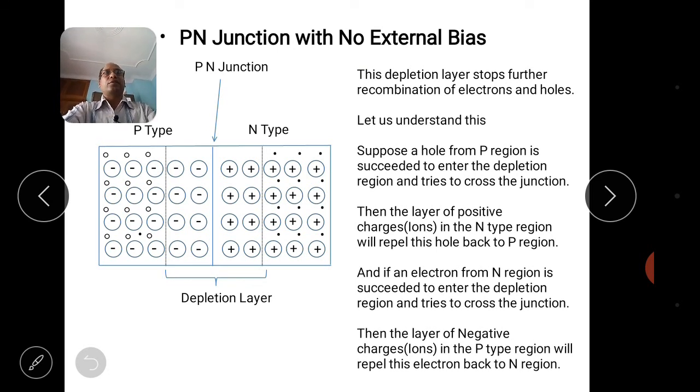Let us understand this. Suppose a hole from the p region succeeds in entering the depletion region and tries to cross the junction. Then the layer of positive charges in the n-type region will repel this hole back to the p region. And if an electron from the n region succeeds in entering the depletion region and tries to cross the junction, then the layer of negative charges in the p-type region will repel this electron back to the n region.